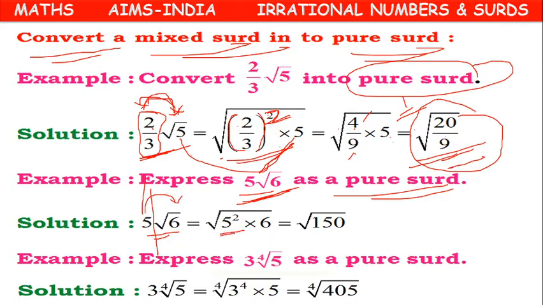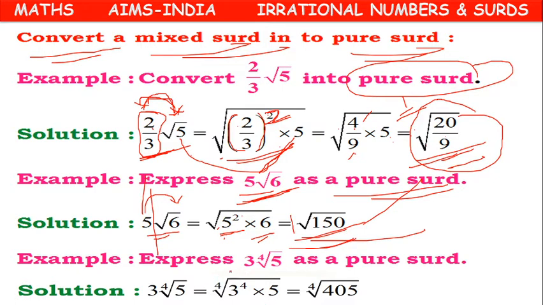What will it become? It will turn into 5 square. 5 square means 25. 25 times 6 is root of 150. Root of 150 is the right answer. It is a pure surd, because the multiple is 1.